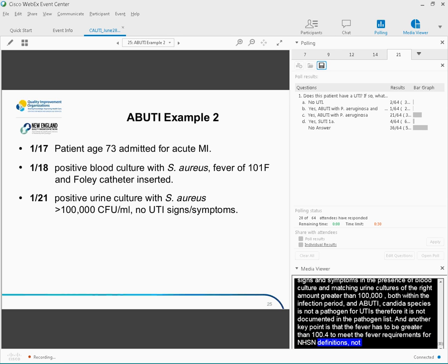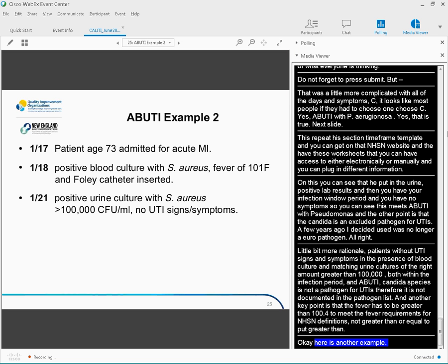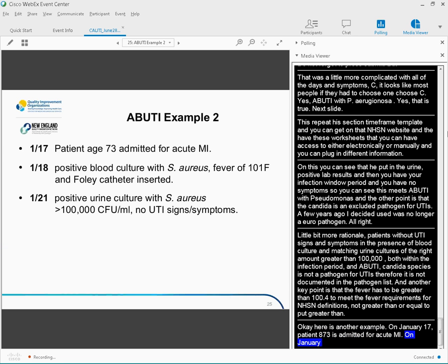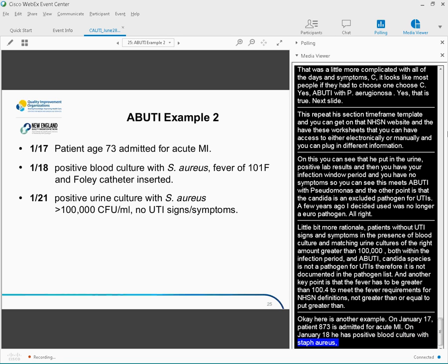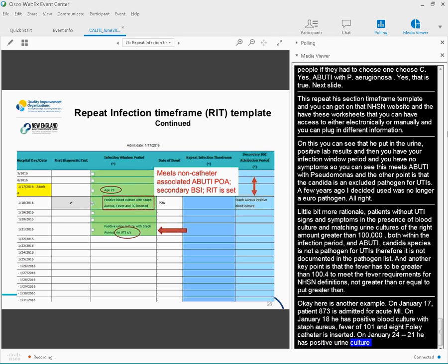Okay, here's another example. On January 17th, a patient age 73 is admitted for an acute MI. On January 18th, he has positive blood cultures with Staph aureus, a fever of 101, and a Foley catheter is inserted. On January 21st, he has a positive urine culture with Staph aureus greater than 100,000 and no UTI signs or symptoms.